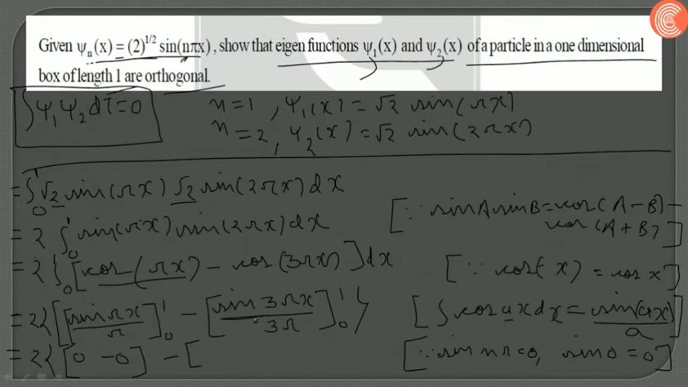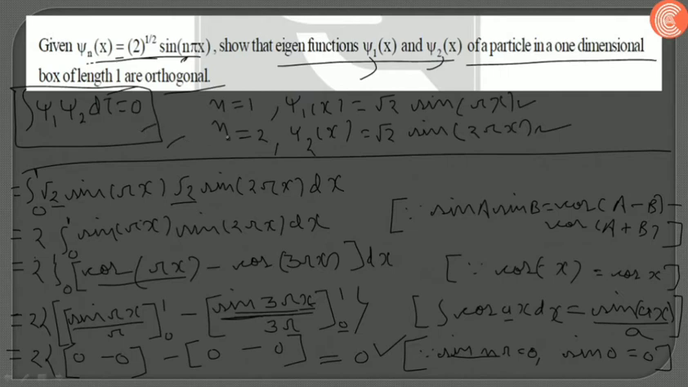Now in the next term, if we put x equals 1, then this will become sine 3 pi, and we know that sine n pi is 0. So we can write 0. If we put x equals 0, then we know that sine 0 is basically 0, so this also becomes 0. Overall, if we solve this, we get 0. Hence we can say that these two eigenfunctions are orthogonal, because if we use this condition, it satisfies this condition.